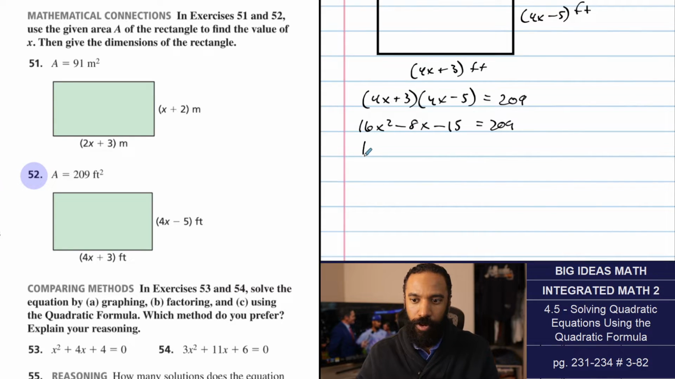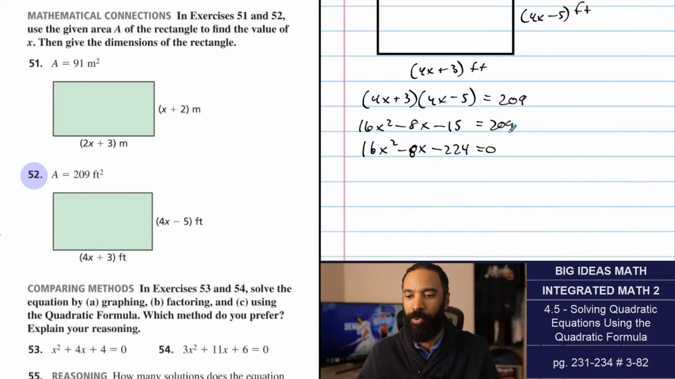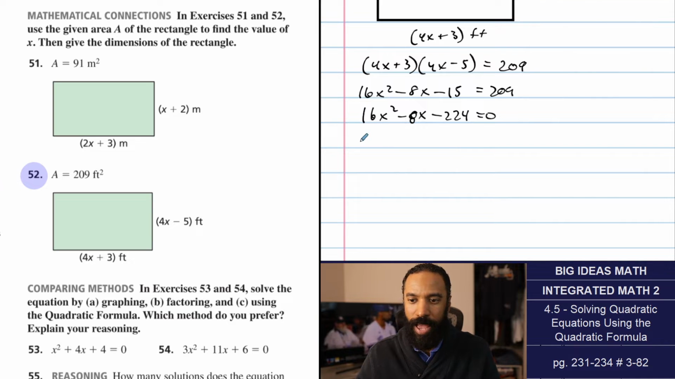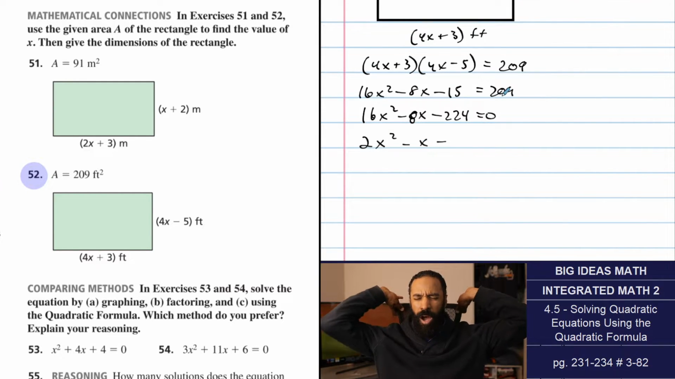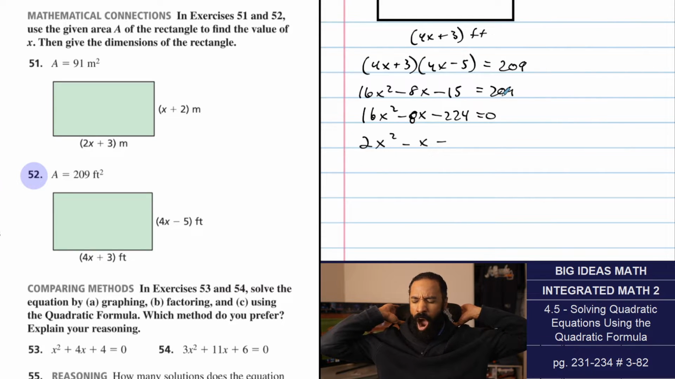Subtract 209 over and we'll get 16x squared minus 8x minus 224 equals 0. 8 can factor out of all of these, so let's divide by 8. You'll get 2x squared minus x minus... I'm not good with 8s and these. Give me a second.